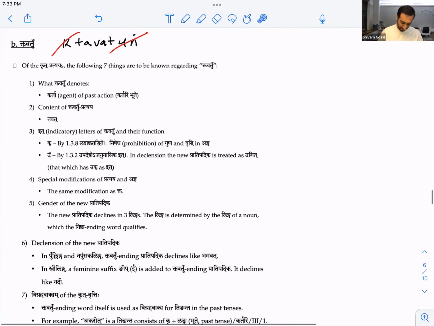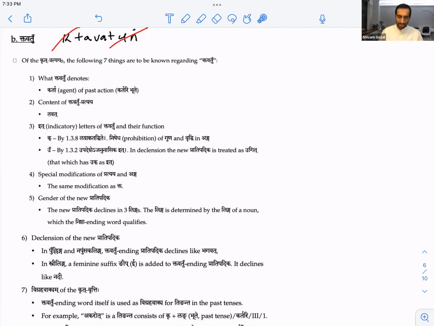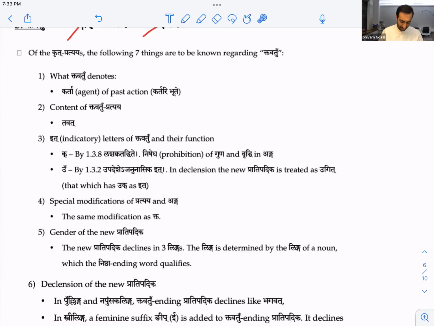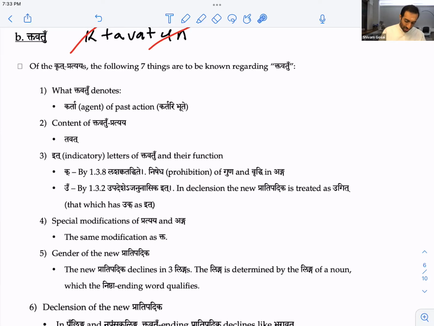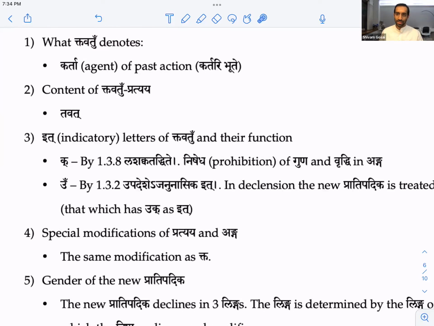Okay, let's do Ktavatu. Some things to be known about Ktavatu. We saw this last time, so we'll just move a little bit faster. It has a main primary sense, then a secondary sense. The main thing it's denoting is the agent, so it's kartari Ktavatu. The secondary sense we get is past action, so bhute. So Ktavatu is kartari bhute.